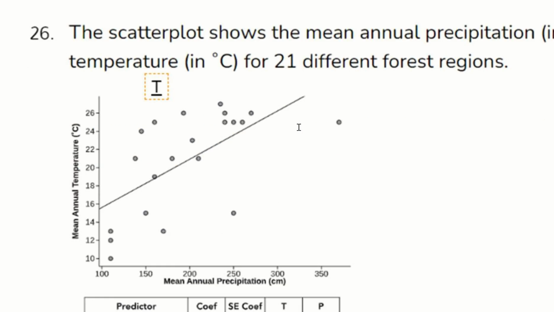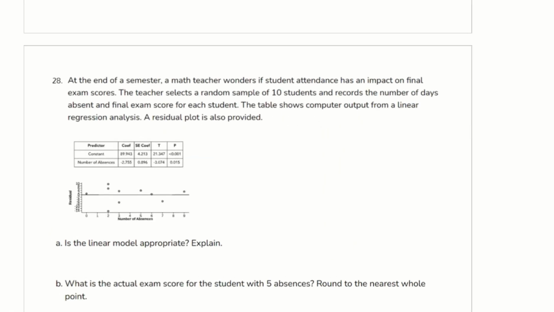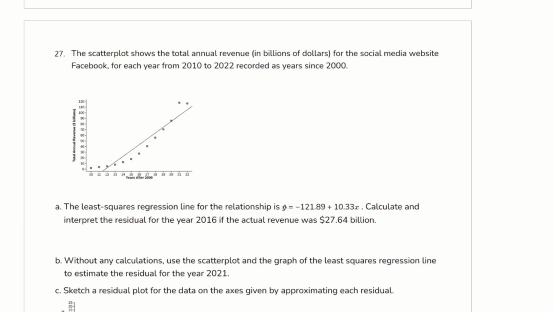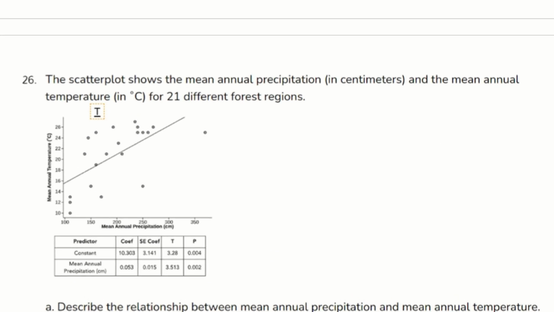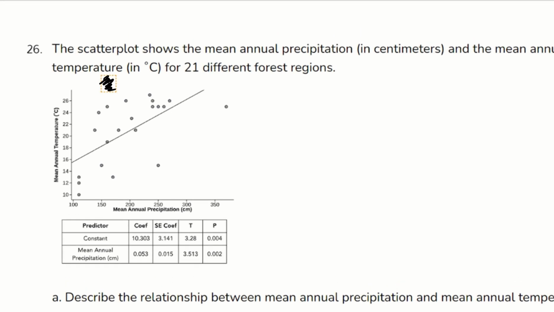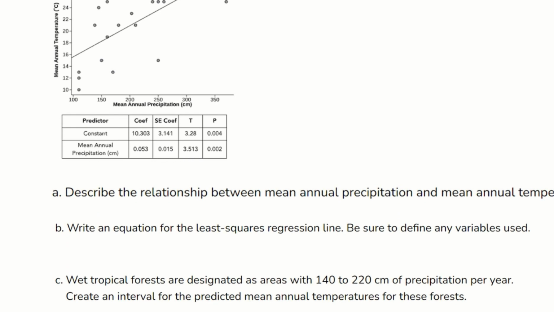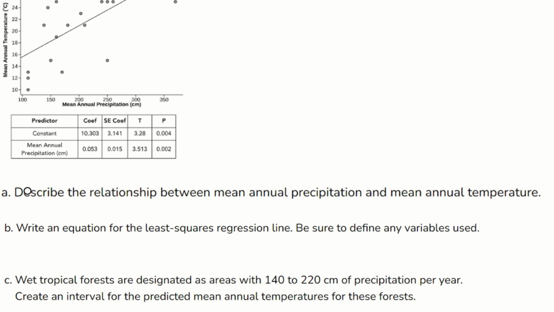All right, so let's look at number 26. The scatter plot shows the mean annual precipitation in centimeters and the mean annual temperature in degrees Celsius for 21 different forest regions. So we've got 21 different data points for annual temperature and annual precipitation, and we've got our computer analysis right here. Describe the relationship between mean annual precipitation and mean annual temperature.